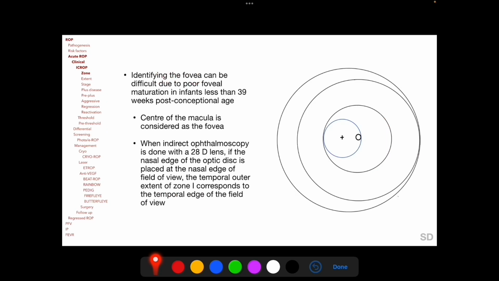Identifying the fovea can be difficult in premature infants, and in these patients, either the center of the macula between the temporal arcades is considered as the fovea, or, when indirect ophthalmoscopy is done with a 28 diopter lens, the nasal edge of the optic nerve head is placed at the nasal edge of the field of view. The temporal edge of the field of view corresponds to the temporal anterior limit of zone 1.